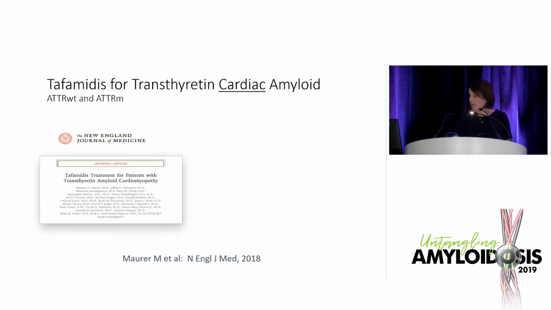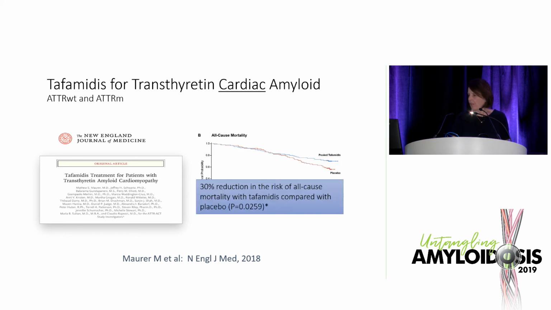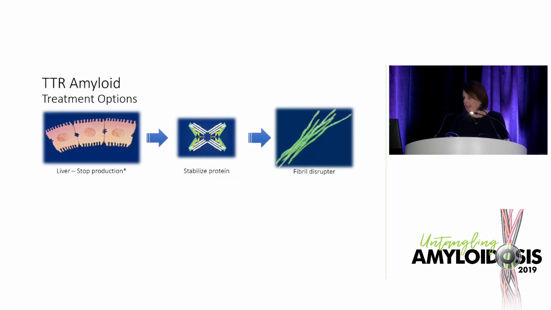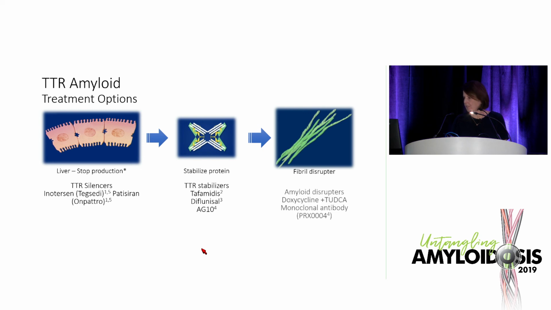Because as you all know, now we have tafamidis to treat TTR amyloid with a 30% reduction in all-cause mortality, and the number needed to treat is really very, very reasonable. So this is an important new drug. You're also going to hear about silencers and other options, but for cardiac, right now the drug that's approved is tafamidis. There are other stabilizers, so I just highlight that diflunisal is also a stabilizer, of course, and AG10 is in clinical trials.